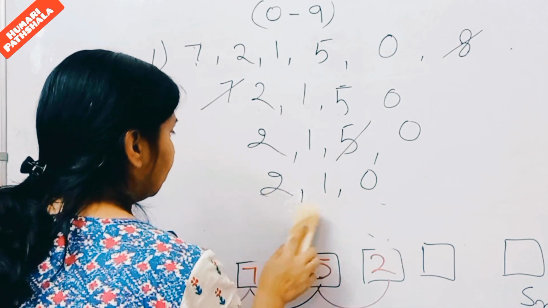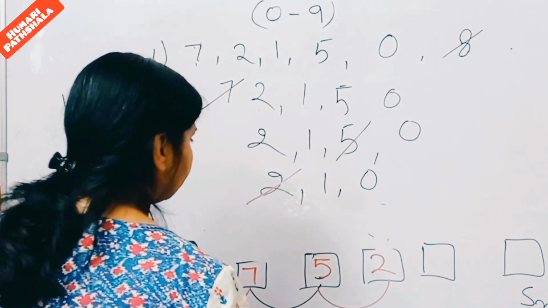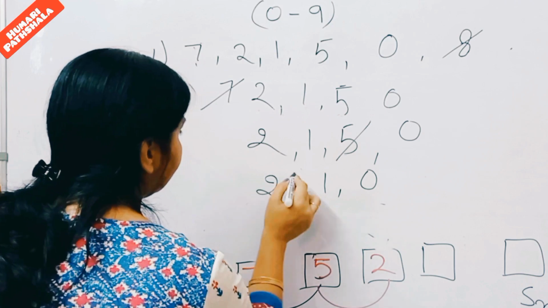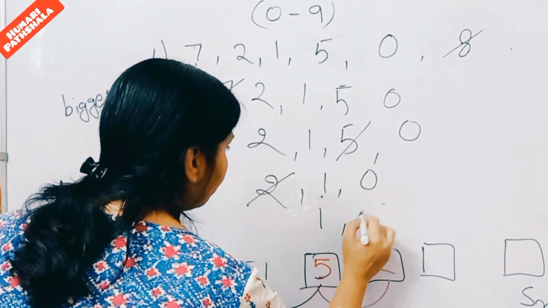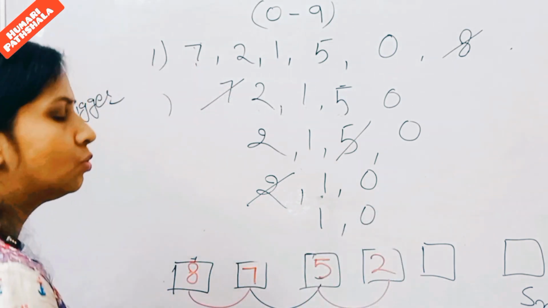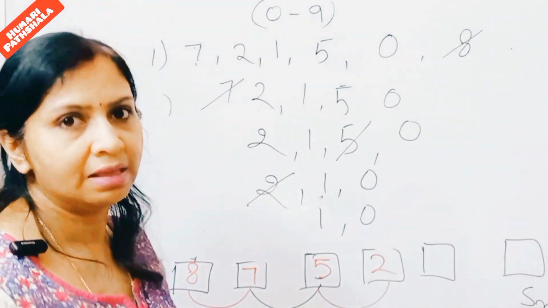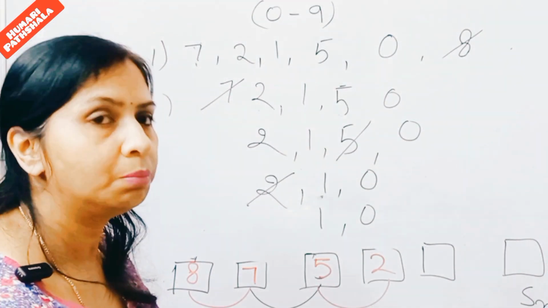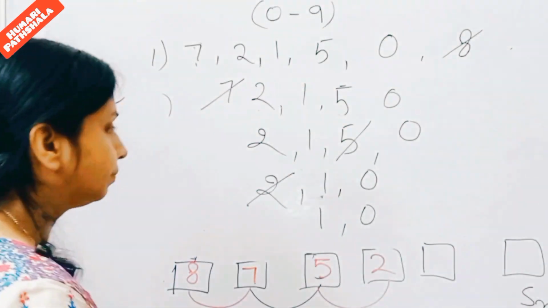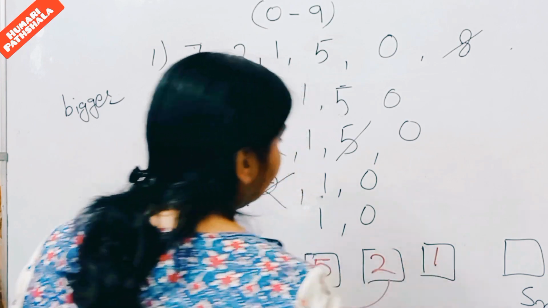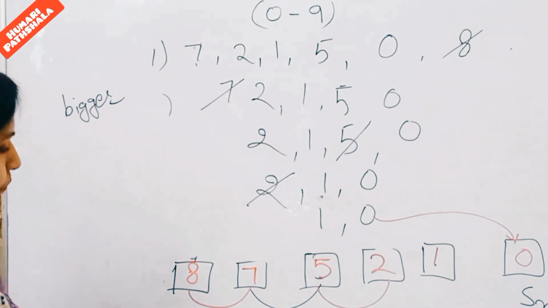Next step: cancel 2. Now write the left out numbers, 1 and 0. We have to compare these two numbers, 1 and 0. Which one is bigger? Between 1 and 0, 1 is greater. So we write 1 in this group and the 0 here, smaller.